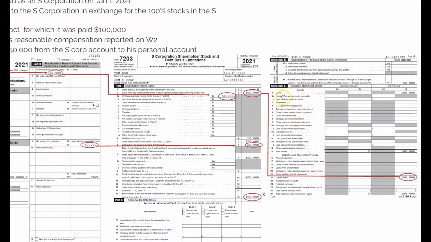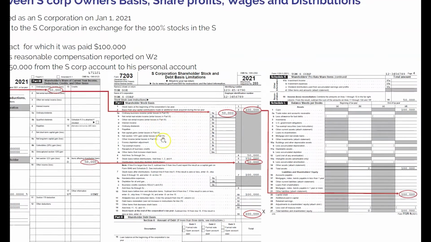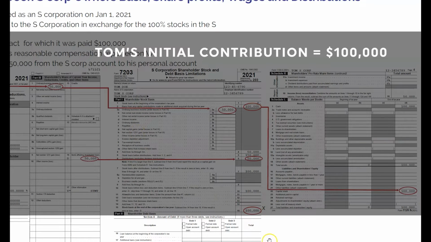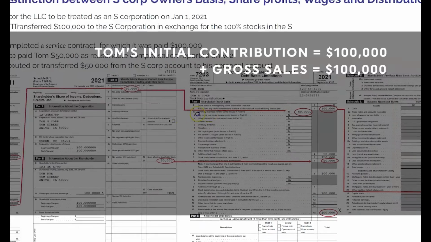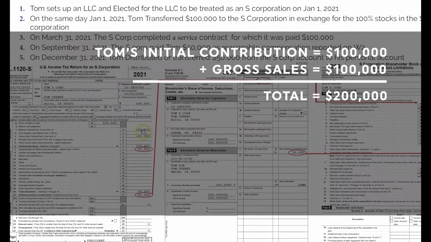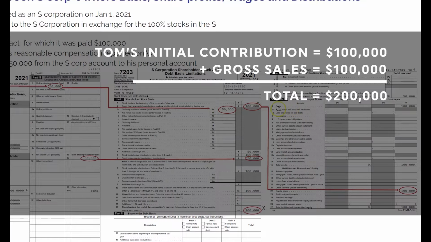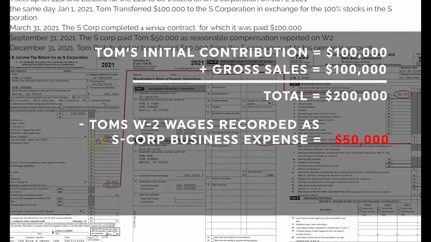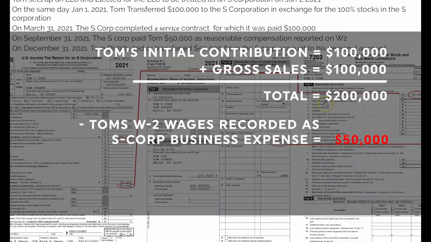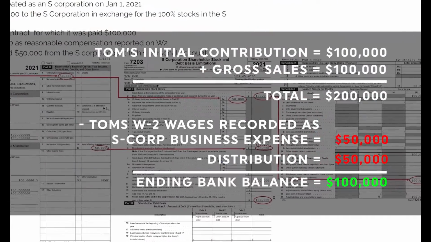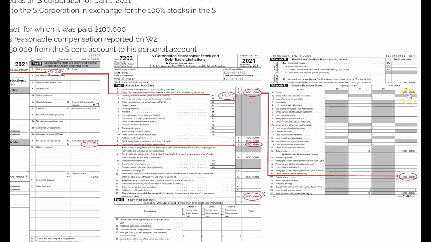One would ask me, why do we show cash 100,000? It's pretty easy. Think about it. Start from the beginning. When Tom started this business, he contributed 100,000 to it, right? Now add the 100,000 from the gross sales he made, which is 200,000. So when you add 100,000 capital contribution plus 100,000 in sales, all of it went to the bank account. Now, what really reduced the bank account to 100,000? We know that Tom paid himself 50,000 in W-2 wages, so that reduced it to 150,000. And then Tom subsequently took out 50,000 in distribution. So that also reduces the bank account to 100,000. So in simple terms, this is why you have 100,000 here, and this is why you have 100,000 here.